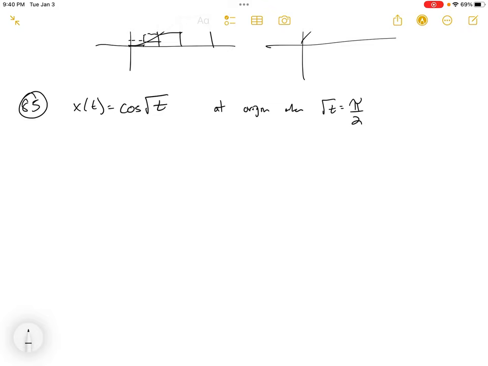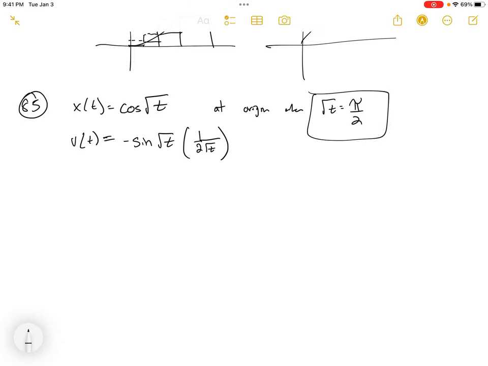Well, let's think about the velocity. So the velocity function, if this is the position function, well, let's take the derivative. It's going to be negative sine root t times 1/2 with that root t on the bottom, because this is really t to the 1/2. So we throw that 1/2 down there, and we get something that looks like this. And we want to know what the velocity is when root t is pi over 2, because that's when this thing is at 0. So when root t is pi over 2, let's just sub.